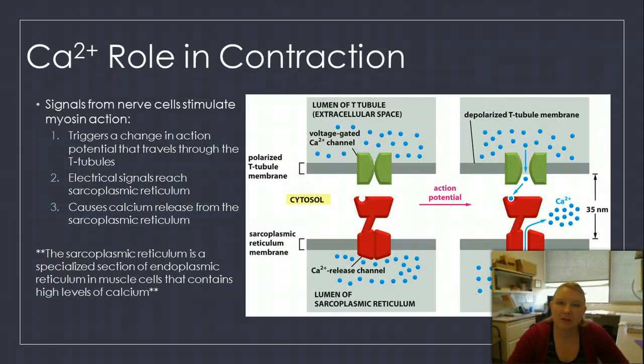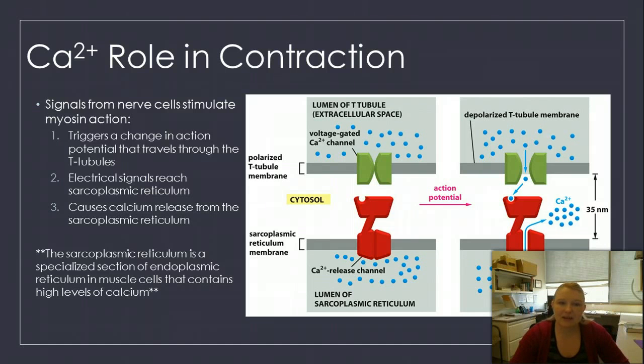It's not quite that simple, because as we know in cells, everything starts with signaling. So what starts this molecular interaction? In this case, it's the role of calcium in contractions. A signal comes from the nerve cells that stimulates this myosin action. We know how the signal travels down the nerve cell from what we talked about before, and it triggers an action potential change in special structures known as T-tubules. They're almost like veins that run through the muscle cells.